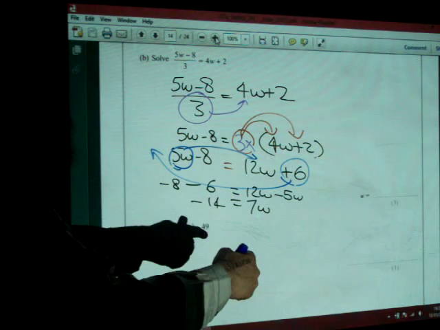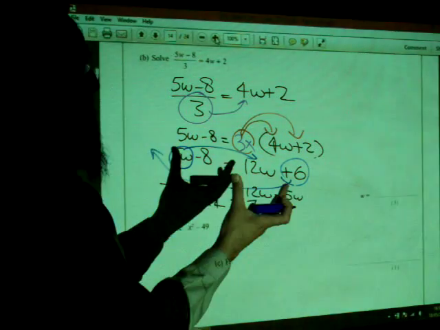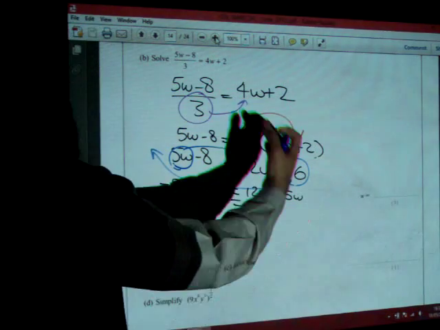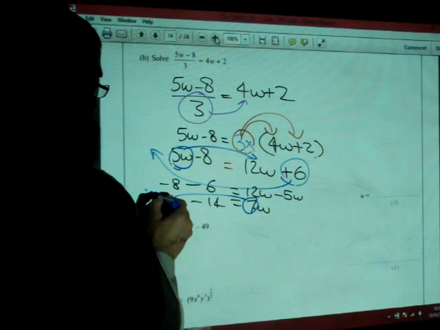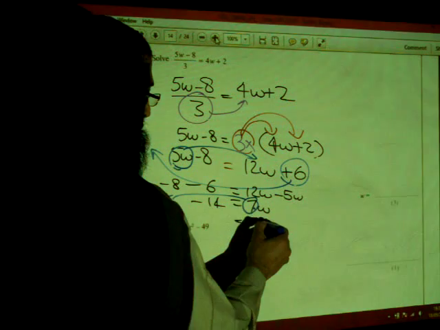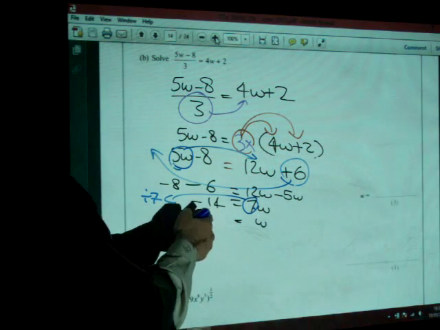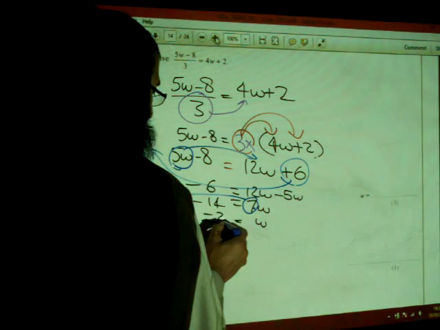Right, now we have to work out the value of W. We've got 7W, so we have to remove the multiply by 7. We take it to the other side. The opposite of times by 7 is divided by 7. So now what we wanted is W on its own, equals minus 14 divided by 7, which gives you minus 2.